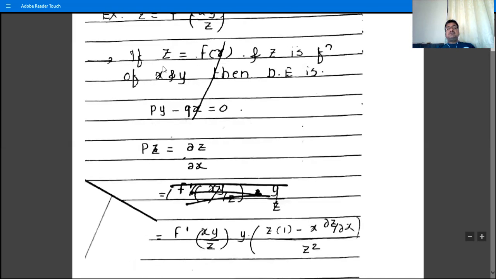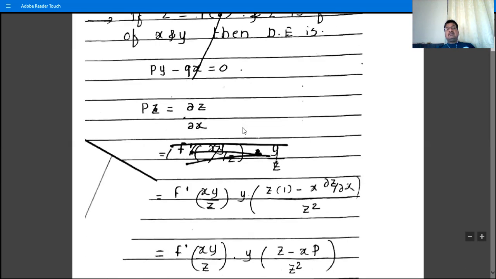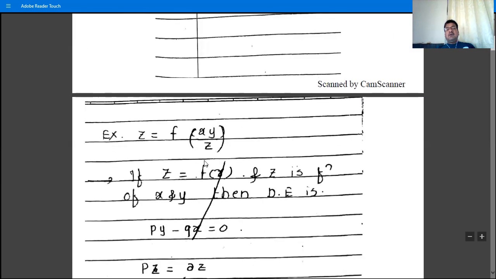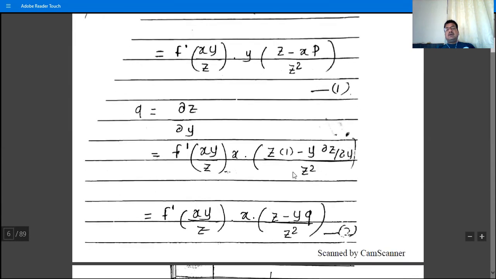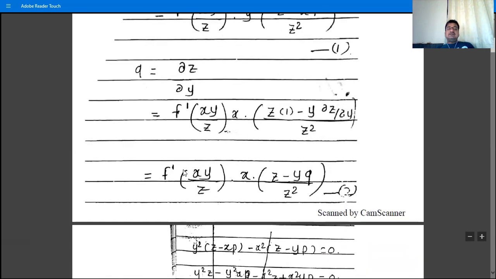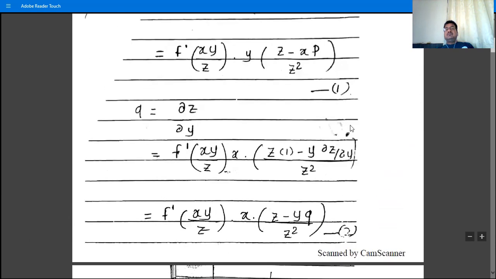Similarly, differentiate with respect to y, we have ∂z/∂y, that is q, is equal to f dash of xy by z times x in bracket, derivative of y by z with respect to y, which is z into 1 minus y ∂z/∂y divided by z square by the u by v rule, and this is f dash of xy by z into x in bracket z minus yq divided by z square, equation number 2.